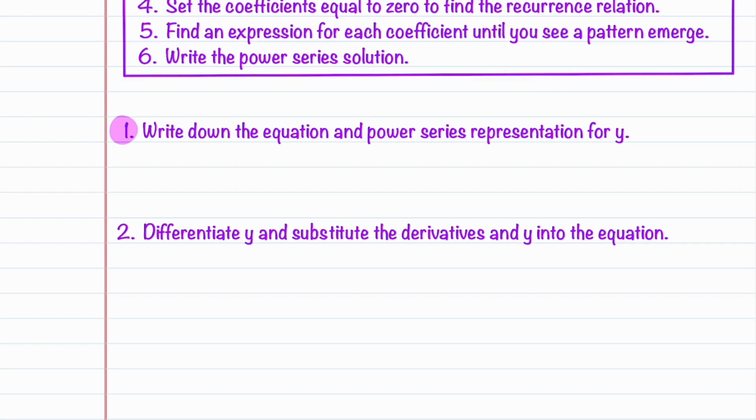The differential equation that we're going to be solving is y double prime plus y is equal to 0. And we're going to assume that the solution y has the form of this power series. The sum from n is equal to 0 to infinity, c sub n times x to the n. You also may see this written as a sub n instead of c sub n. The second step is to differentiate y and substitute the derivatives in y into the equation.